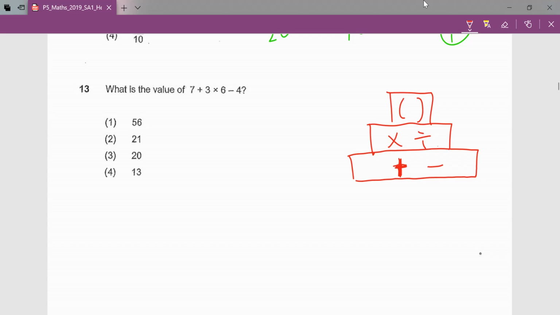What is the value of 7 plus 3 times 6 minus 4? So you must do the times first. So 3 times 6 would be 18. So if you write the equation, it would be 7 plus 18 minus 4. Then you have 2 operations left, plus and minus. Again, I told you they are equal, but you must start with the one on the left first if they are equal. So 7 plus 18, sorry, not 8, 18 minus 4, it should give you 21, option 2.